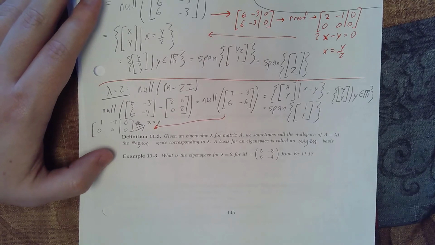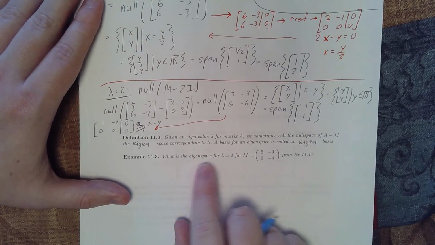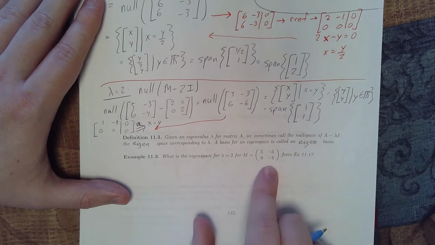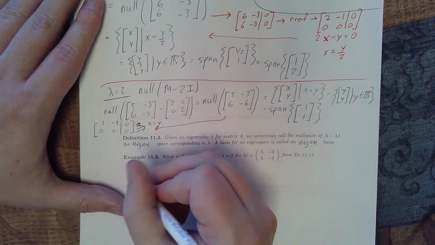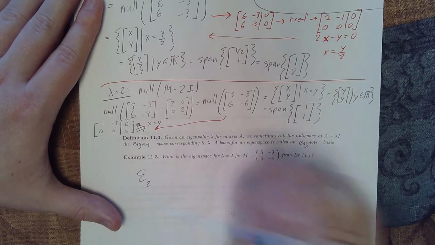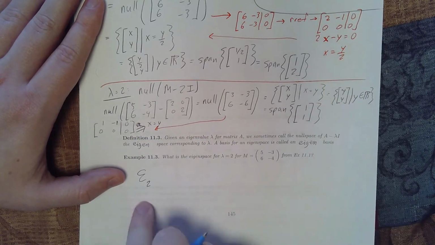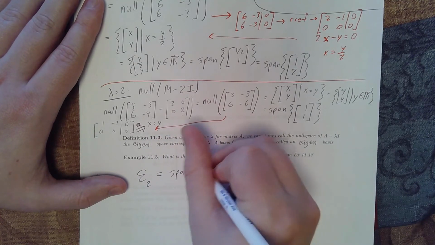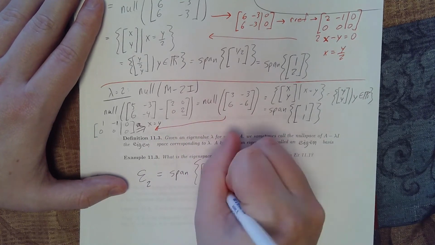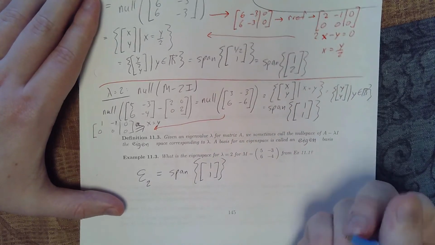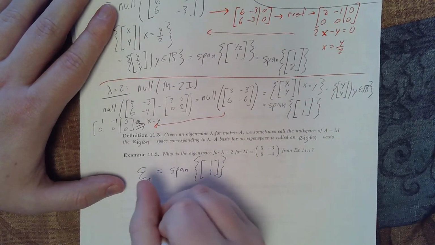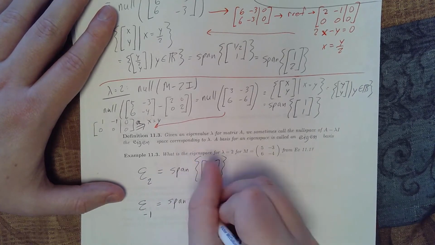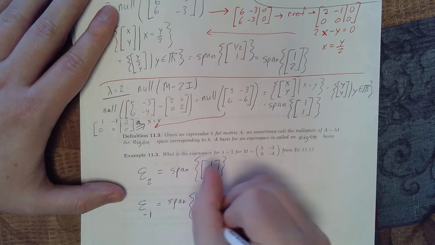Alright, so then if we wanted to say what the eigenspace was for lambda equals 2 for this matrix, we'd say that the eigenspace associated with the eigenvalue 2, this is how we would denote it, equals the span of 1, 1. And then to continue the example, if we wanted to say the eigenspace associated with negative 1, we could say that it was the span of 1, 2.